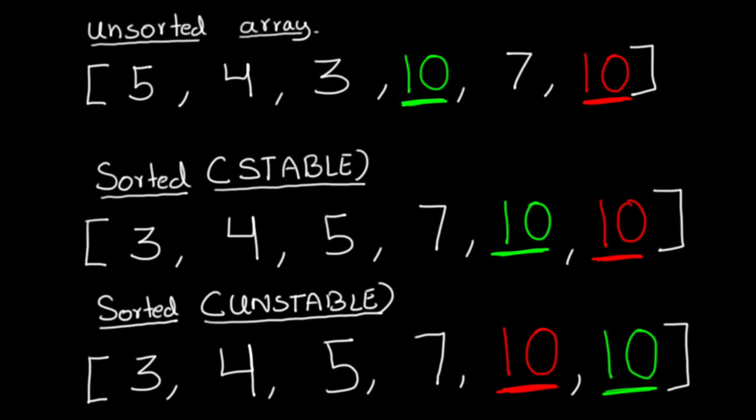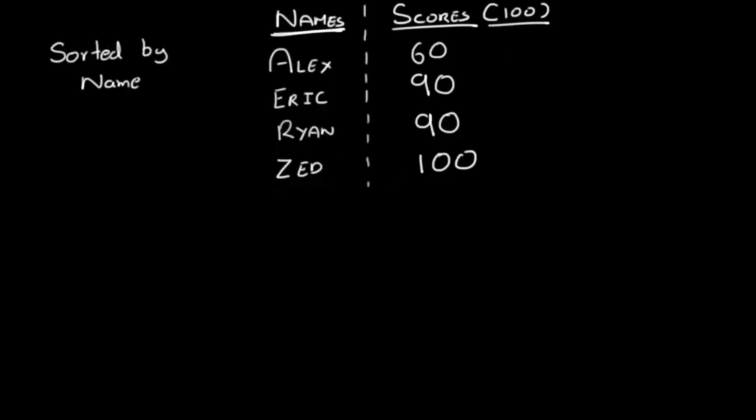Let's now take a look at this concept in a more realistic example. Let's say that we're given a website which has a table consisting of a person's name and the score that they got out of 100. As it is, the table is sorted by the names in alphabetical order. But let's say the user wants to sort it by the scores. Let's see what happens now.